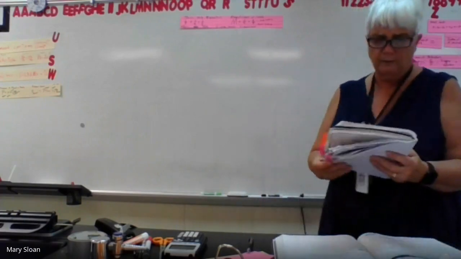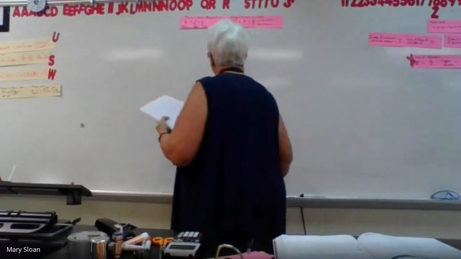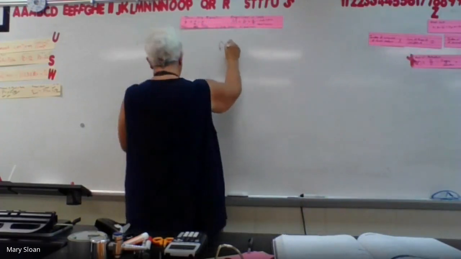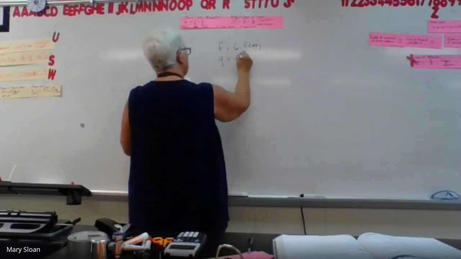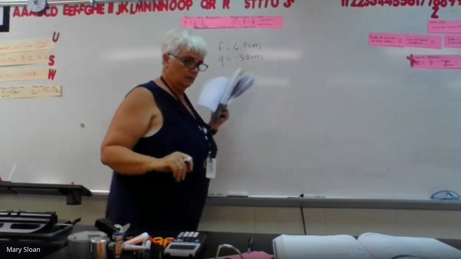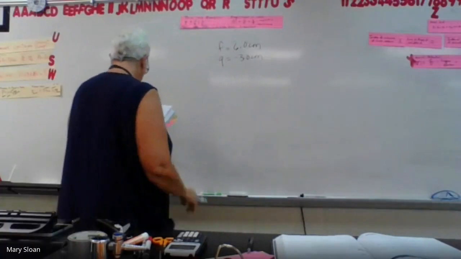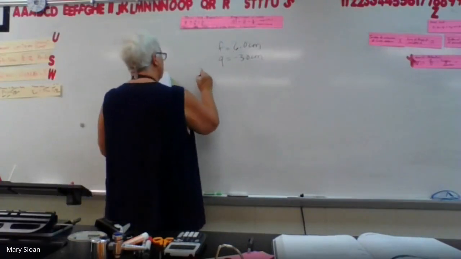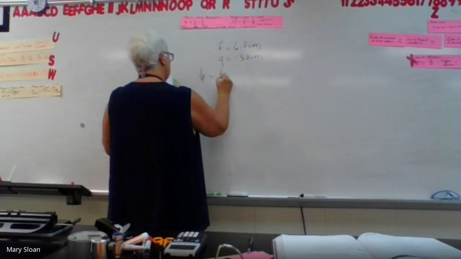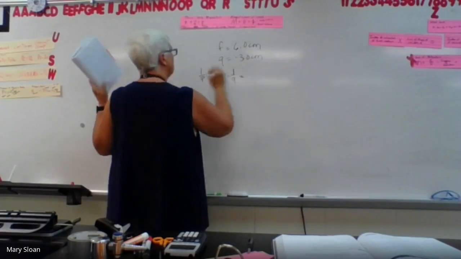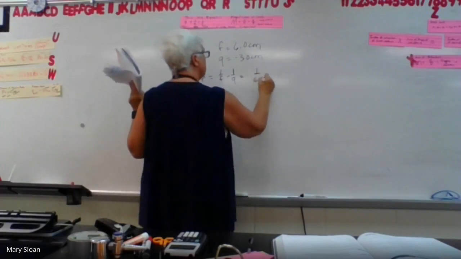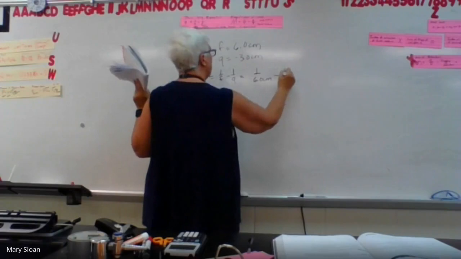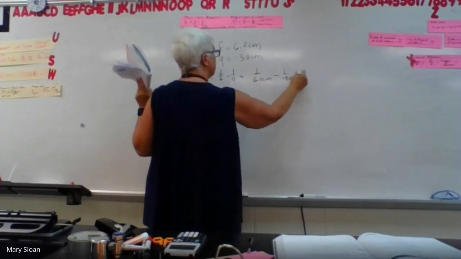So for the first one, 4A, we have F equals 6.0 centimeters, and our Q equals negative 3.0 centimeters. So the first thing we're going to do is have our equation, 1 over P equals 1 over F minus 1 over Q. So we're going to do 1 over 6.0 centimeters minus 1 over negative 3.0 centimeters.